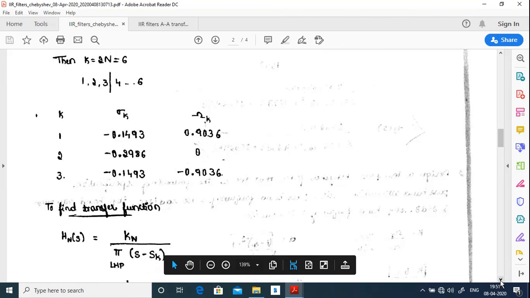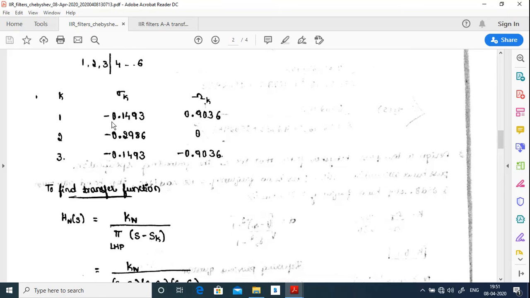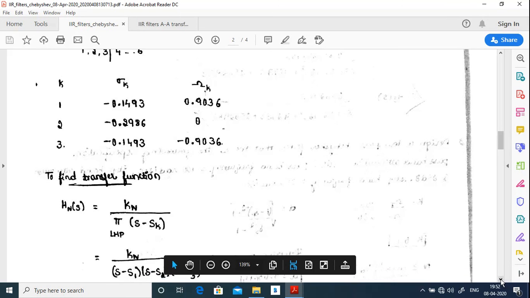Now once you get the values, what is the pole here? It is a combination of this with this, right? That is S1 is equal to minus 0.1493 plus 0.9036 j, because Sk is given by sigma k plus j into omega k. The next pole is S2 is equal to minus 0.2986, that's it. And S3 is equal to minus 0.1493 minus 0.9036 j. Clear?